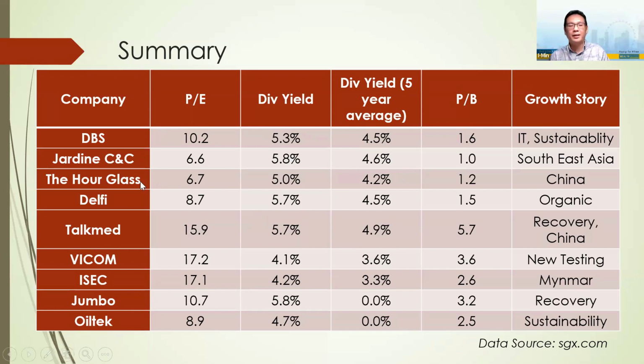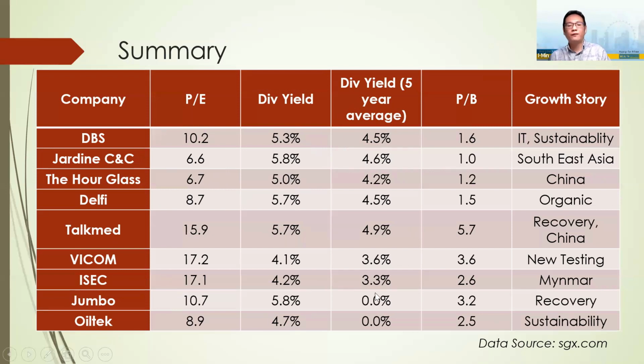So these are the numbers. So I tried to summarize everything here. So number one, basically they passed the 6 tests. Then we have TopMed, Vicom, Isaac, got very good profit margin. Then these are the valuation. So of course, in terms of PE, Vicom, TopMed, Isaac is a bit high. You have Jardine, Hourglass actually quite low, which is quite good. Then, okay, dividend yield wise, all of them are above 4%. And most of them are above the 5-year average, as you can see.